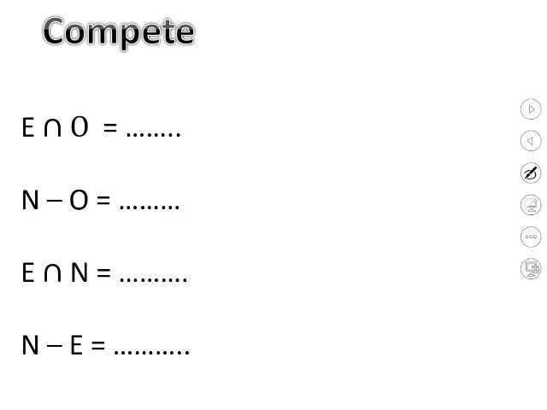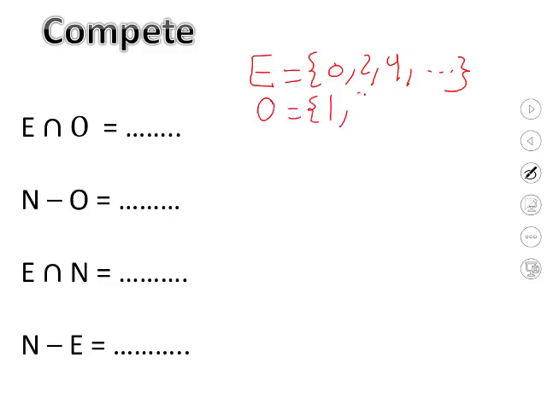To solve this, we have to write in our draft for ourselves. What are the even numbers? The even numbers equal 0, 2, 4, and so on. What are the odd numbers? The odd numbers equal 1, 3, 5, and so on. What's the intersection between even numbers and odd numbers? What's the common between them? Nothing, so we say here phi.